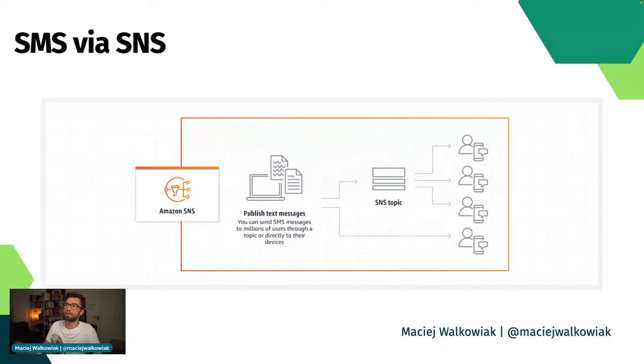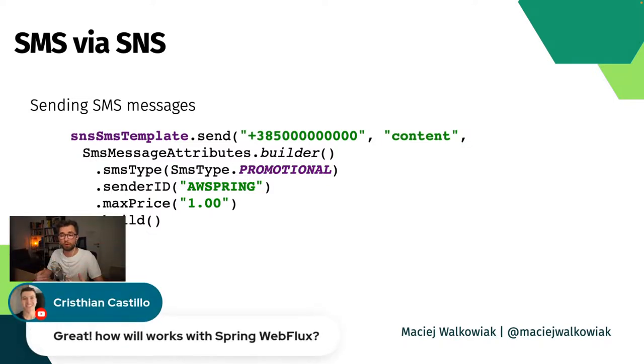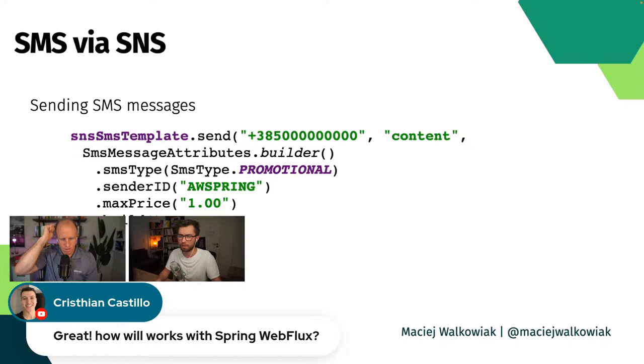But the API to send text messages is quite inconvenient because you have to use a lot of special attributes as strings. So we decided that we can do it better, and we provided SNS SMS template where you just send a message. We specify the phone number and the content of the message. And then again, this fluent interface for setting all the possible properties, because there are quite a lot of different options to send. Like, it can be a promotional SMS, it can be a regular one, and so on.